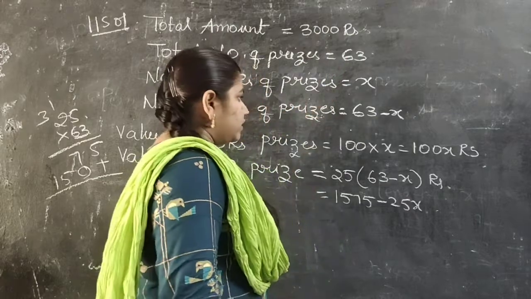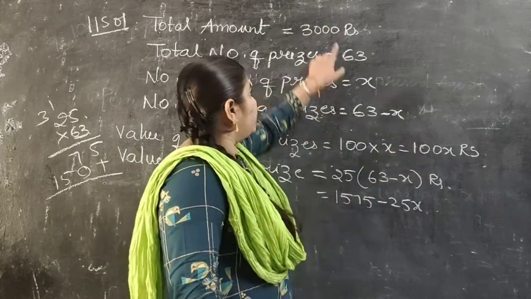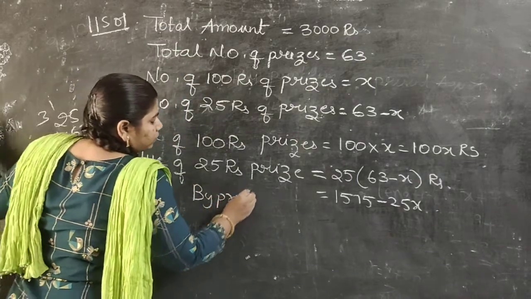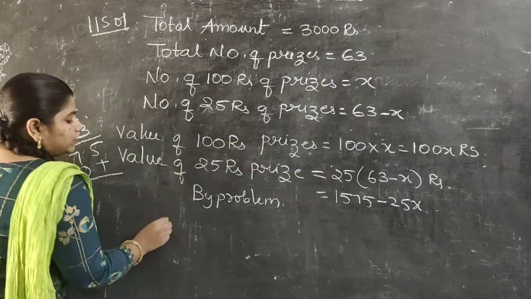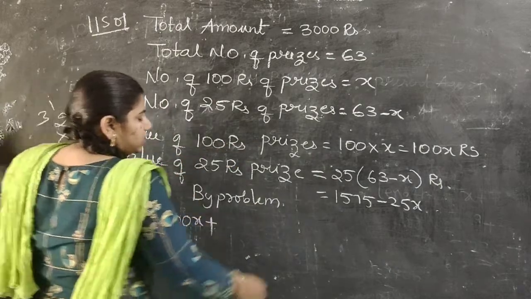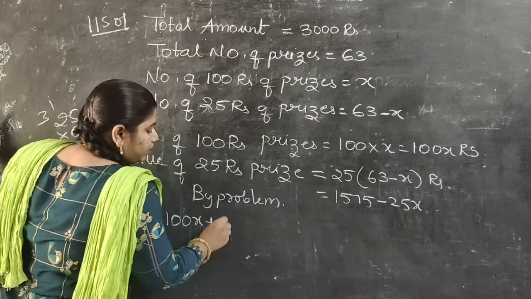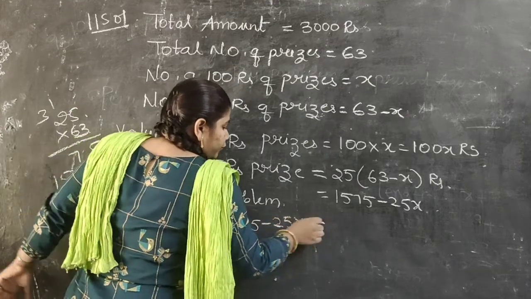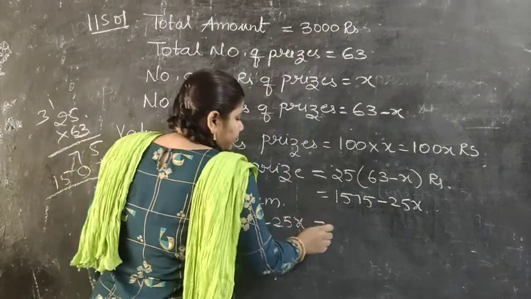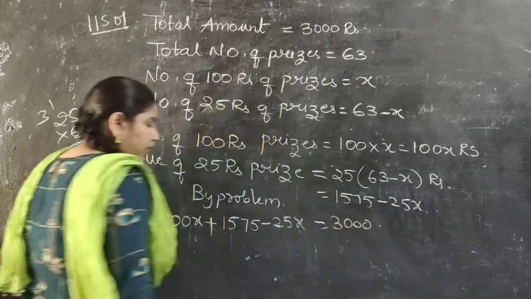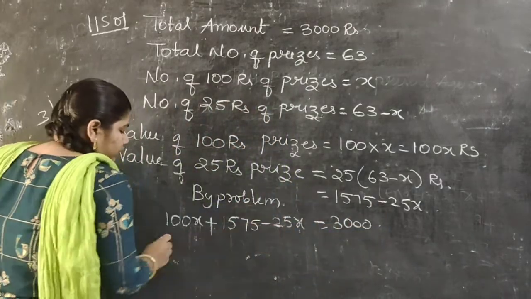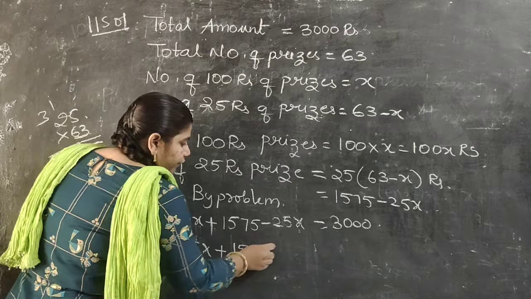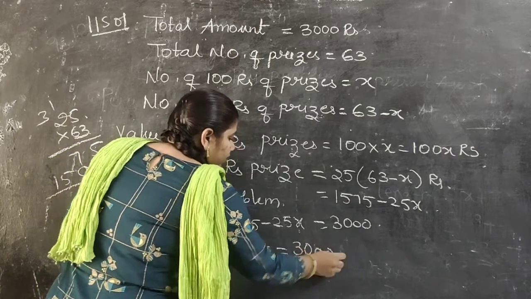So already we know the total amount they have spent for 63 prizes is 3000. That means if you add these two values, it should be equal to 3000. So by the problem, 100x plus the value of 25 rupee prizes, 1575 minus 25x. If you add these two, you should get 3000 rupees. Now 100x minus 25x will be 75x plus 1575 is equal to 3000.